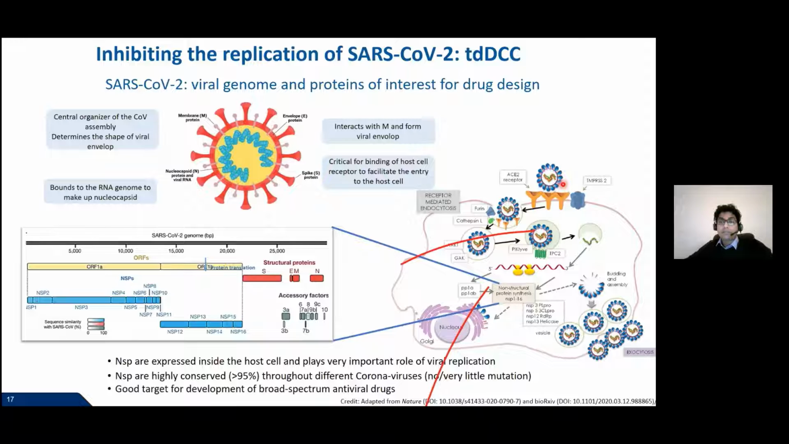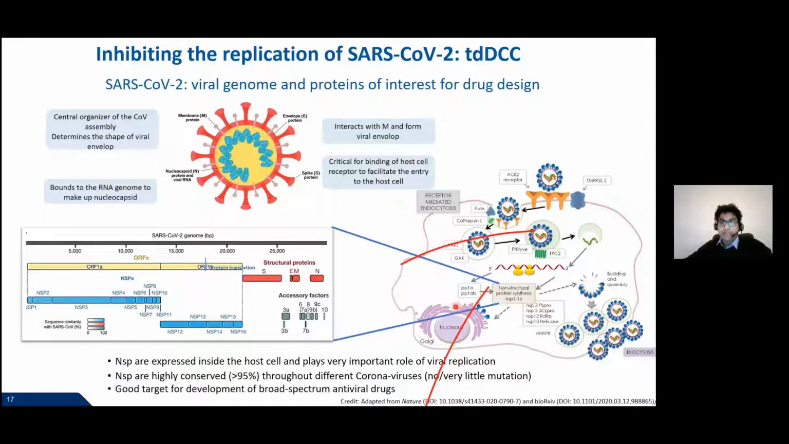So if you try to develop a drug for a spike protein, most probably it will not work after a few years or even after a few months. There are a lot of research groups also working in this field, developing a drug for the spike protein. But why do we choose non-structural proteins?